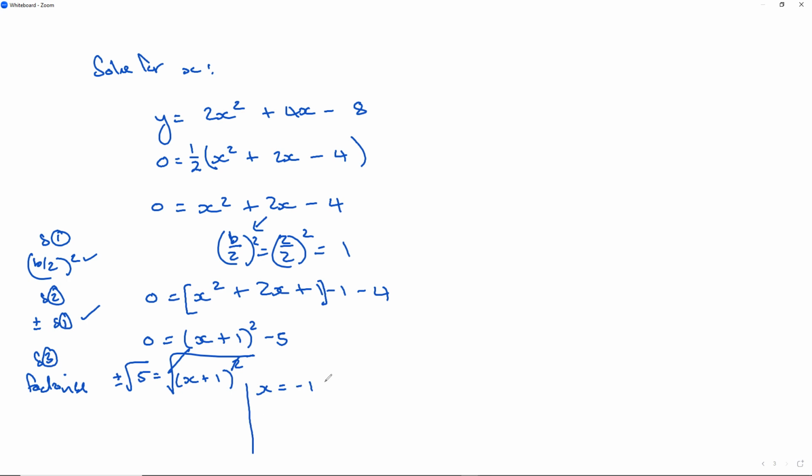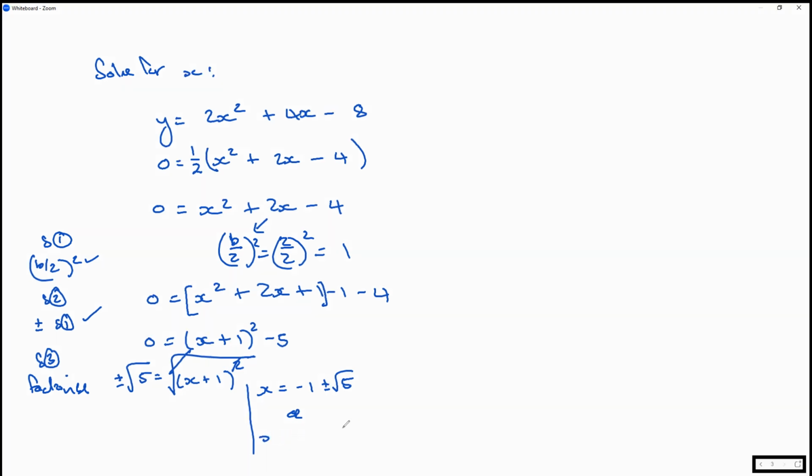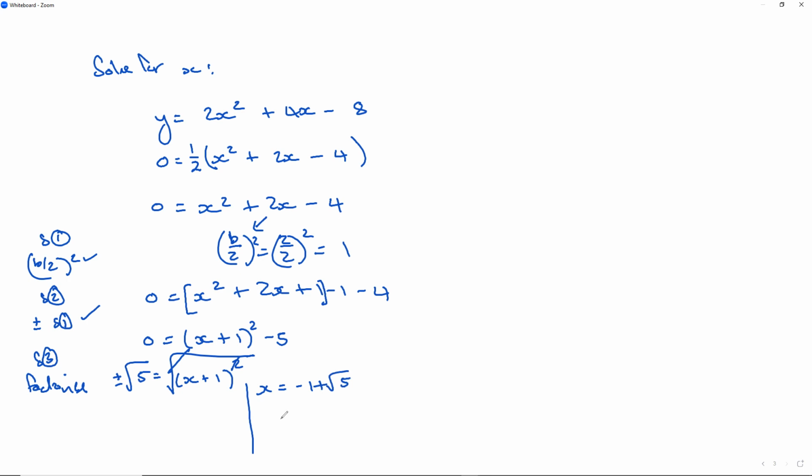Alright, I'm going to place this at the bottom over here so it looks more spacious to add another question over here. So x equals to minus 1. I'm going to get the plus first and minus second. Let me do that like that. So plus root 5, minus root 5.